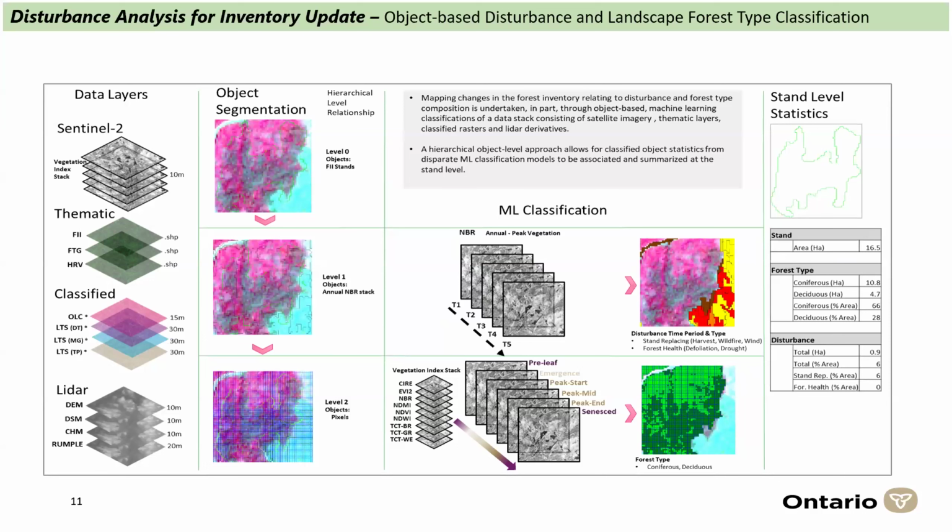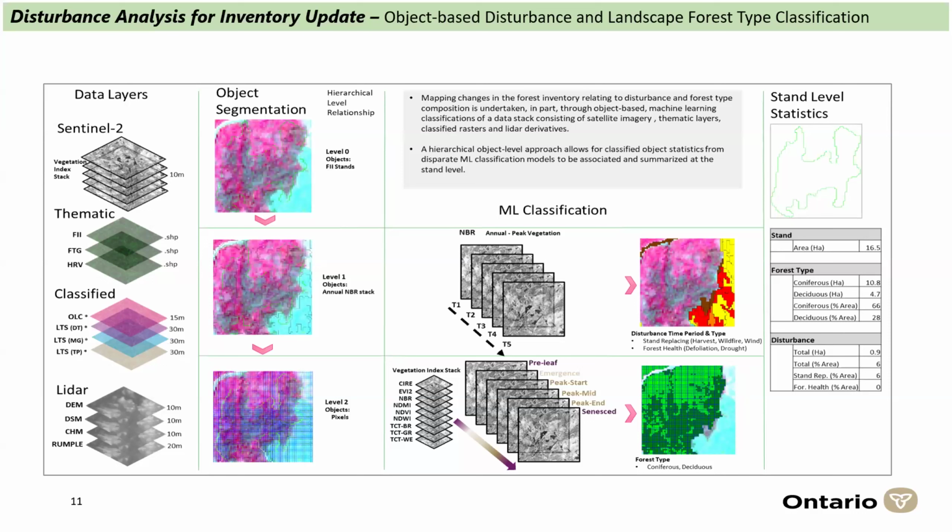So this slide here, I'm going to start with, is really looking at the spectral side, the spectral components, of disturbance mapping. It relies upon a dense stack of data layers composed of Sentinel-2 vegetation indices, existing inventory information, classified products that we will have generated previously, such as the Ontario land cover classification, Landsat time series disturbance analysis that we conduct annually, and also LiDAR.